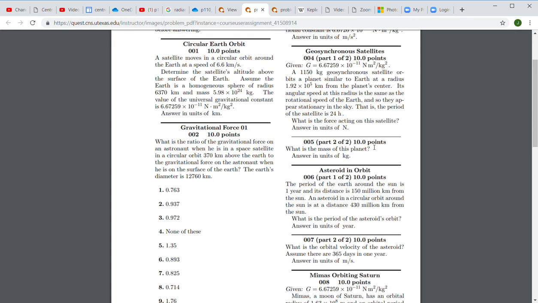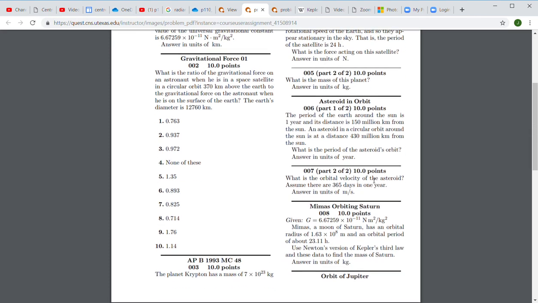Problem 5, what is the mass of the planet? Okay, so now we know what m times v squared over r is. We're going to set that equal to G times the mass of the satellite times the mass of the planet divided by r squared and solve for the mass of the planet. I think we know everything else. So we'll set that, G m1 m2 over r squared, equal to our answer we got in part 1.